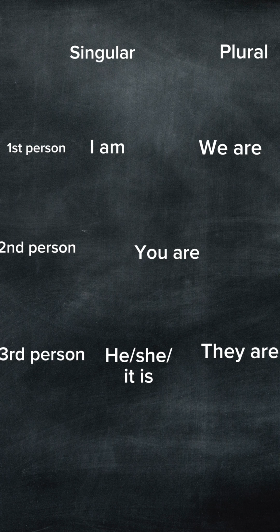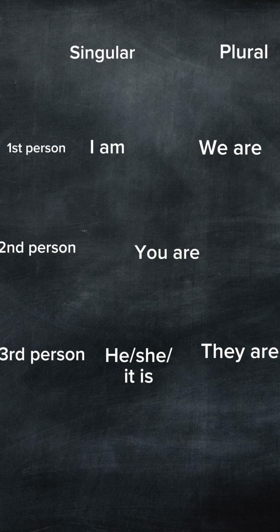Second person singular, you are. And you notice that I put you are in between the singular and the plural form because you is both singular and plural in English. There's only one word, not two. Third person singular, he, she, it is. First person plural, we are. Third person plural, they are.